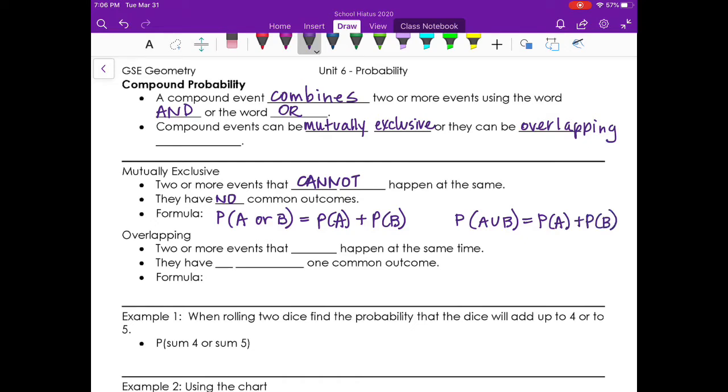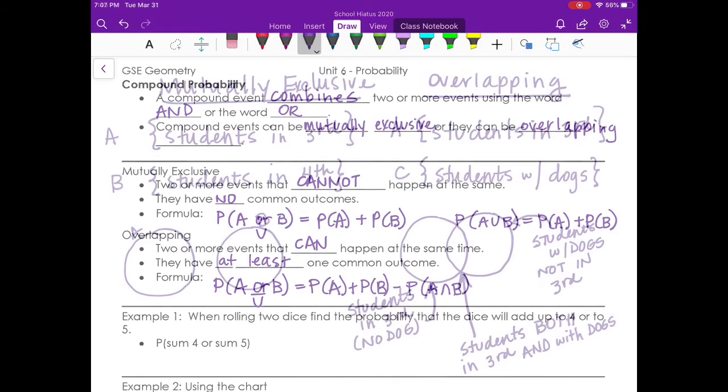For overlapping events, these are two or more events that can happen at the same time. They have at least one common outcome. The formula for overlapping events, probability of A or B, is equal to the probability of A plus the probability of B minus the intersection of the two, probability of A intersect B. So again, you could see this or replaced with the union symbol on either of these formulas.